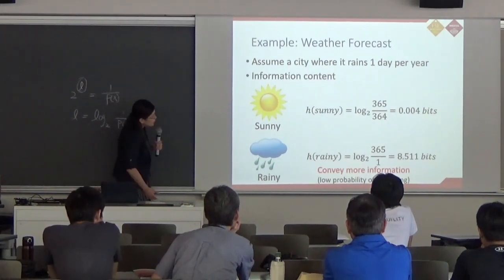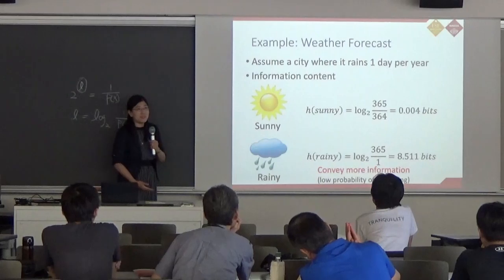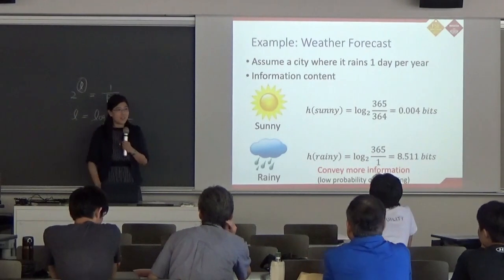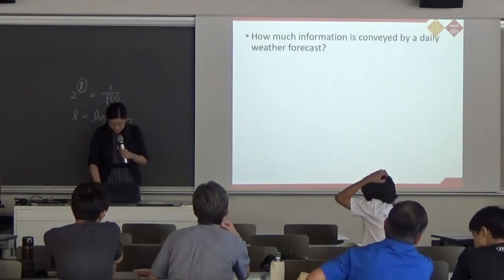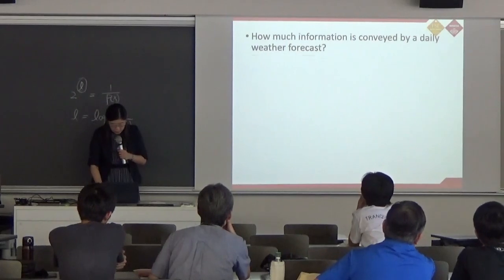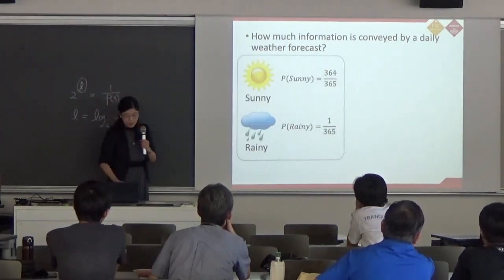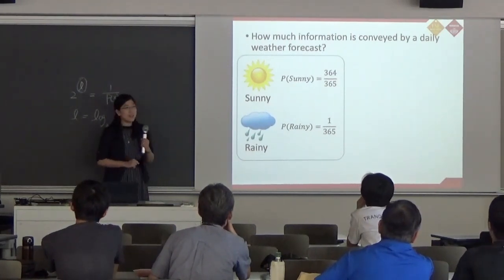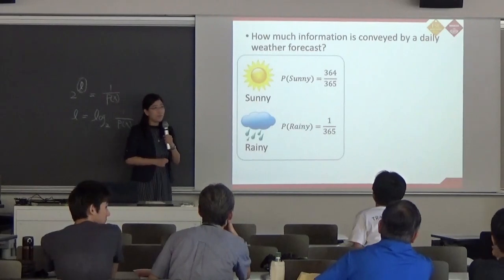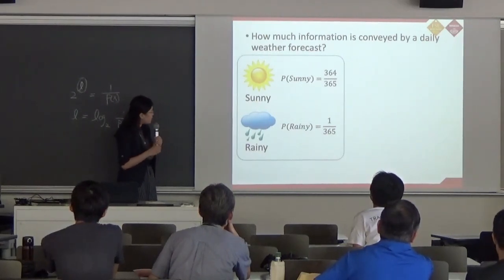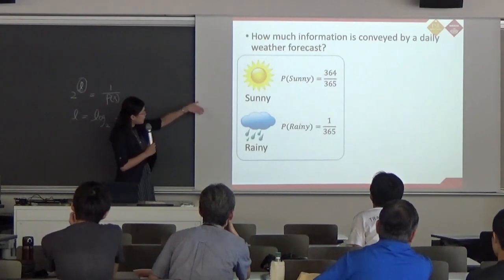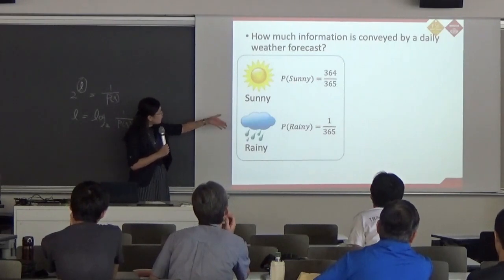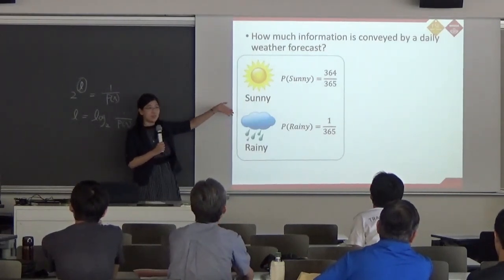The higher the uncertainty, the more information it conveys. The lower the uncertainty, the less important information it carries. So how much information is conveyed by a daily weather report? Suppose the weather report can be considered a random variable, a random event. The event has these probability distributions: a day can be sunny or rainy in terms of these probabilities.